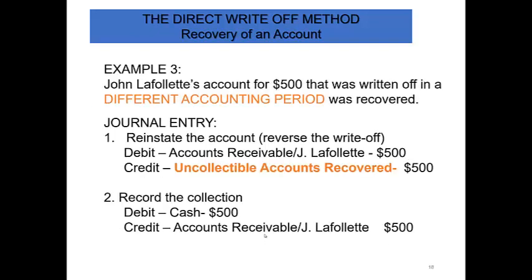Okay, but if John's account was, say, written off in 2021 and he comes back and pays us in 2022, the bad debt expense is gone because at the end of 2021 we zeroed out our expenses. So instead of crediting bad debt expense in the first entry when we reinstate the account, we credit uncollectible accounts recovered and then record the cash collection.